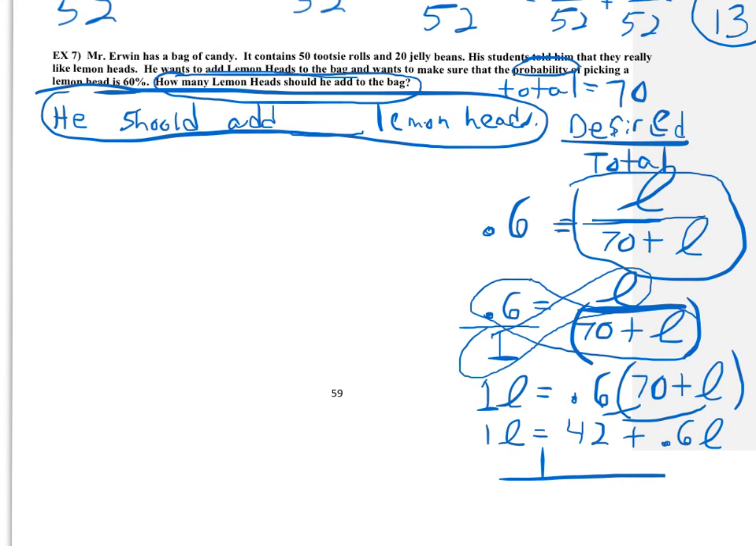Now I have to solve for L, so I need to start by getting all of my L's to the same side. So I'm going to move this 0.6L to the other side by subtracting, because it was a positive, or plus 0.6L. So now I'm going to subtract 0.6L. And I want the L to go over there with it, which is why I include it. Whatever I do to one side, I have to do to the other. 1 minus 0.6 will give you 0.4L equals 42.